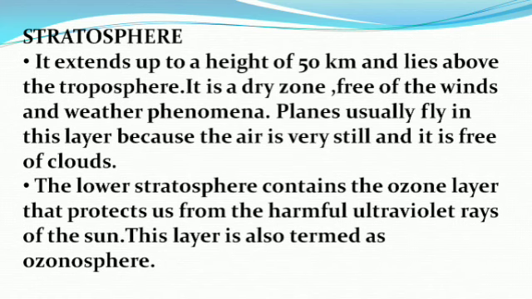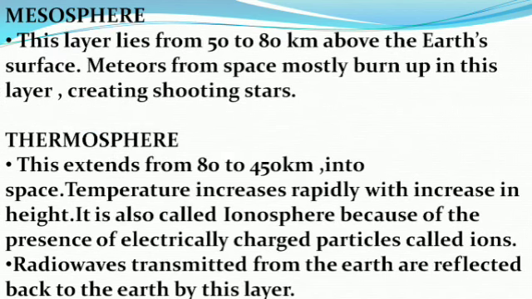In the diagram you must have seen, in the stratosphere we have the ozone layer also visible. Now let's see mesosphere. This layer lies from 50 to 80 km above the Earth's surface. Meteors from space mostly burn up in this layer, creating shooting stars.